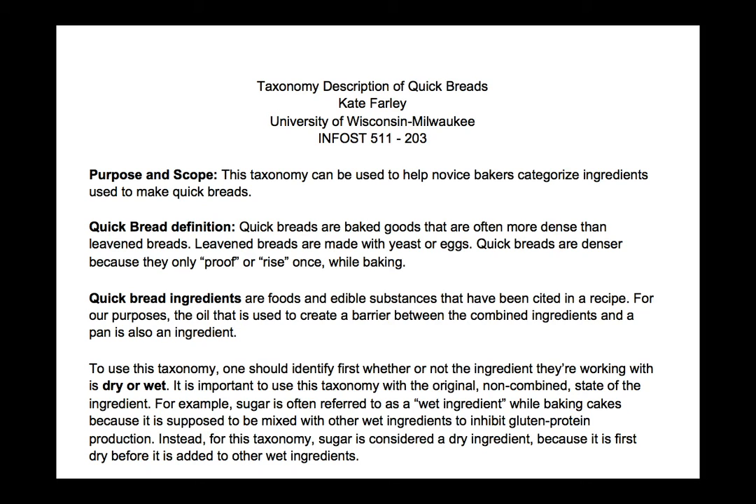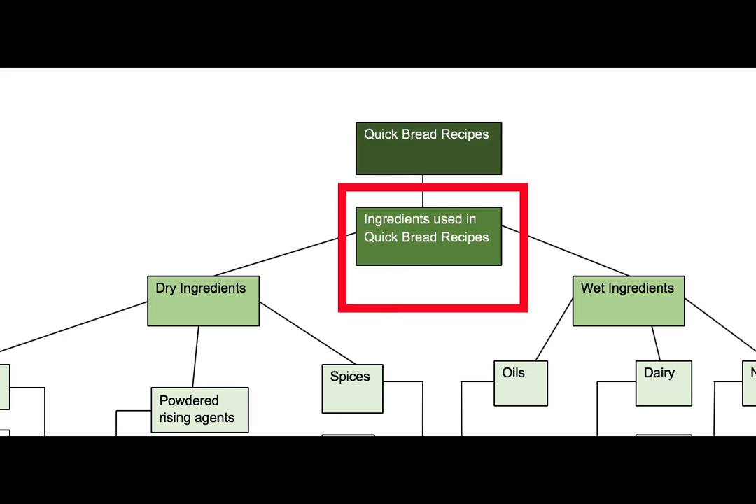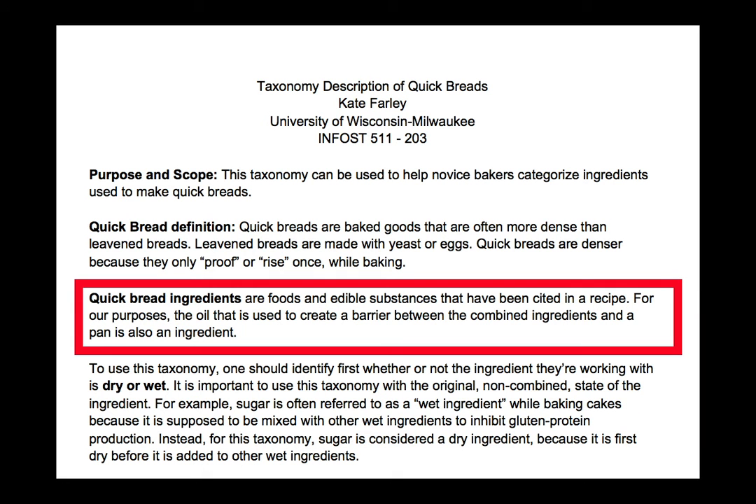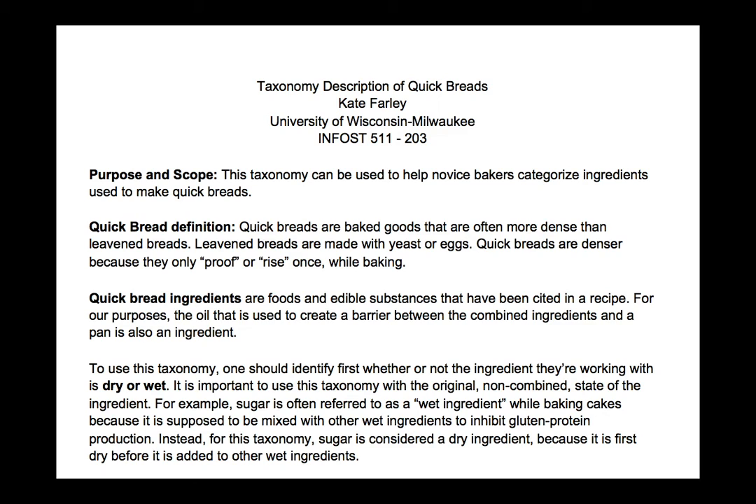The second level down is what I'm going to be defining using these categories. Quick bread ingredients are foods and edible substances that have been cited in recipes. For our purposes, the oil that is used to create a barrier between combined ingredients and the pan is also an ingredient in recipes. So you just have to make sure that any ingredients that you're citing in this category are edible. It wouldn't be something like wax paper that you're using.